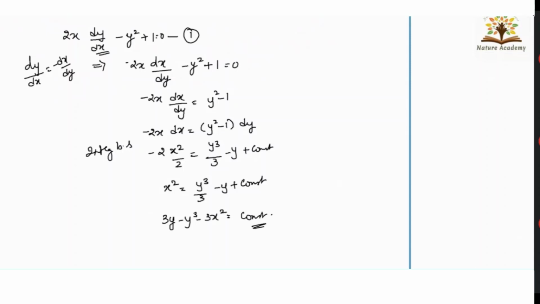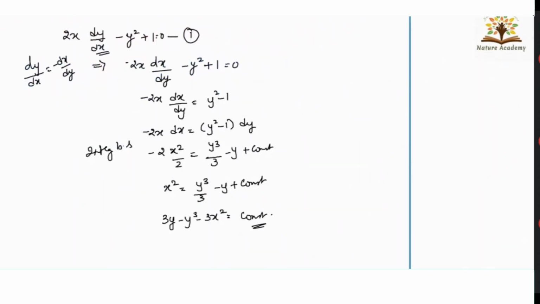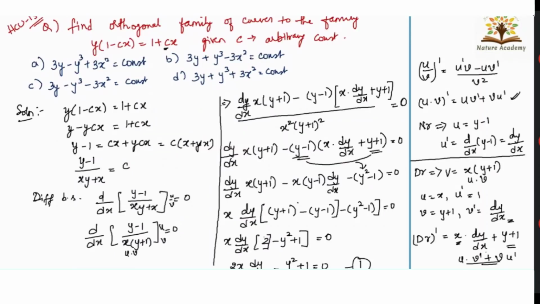See, you have to note that I am not writing c here. I am not writing c because in the question they have given c in the equation. That's why I am writing constant here in the answer. So my answer will be 3y minus y cube minus 3x square equal to constant. So this will be the answer.